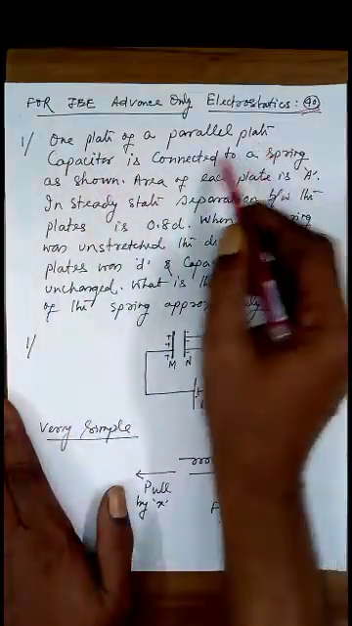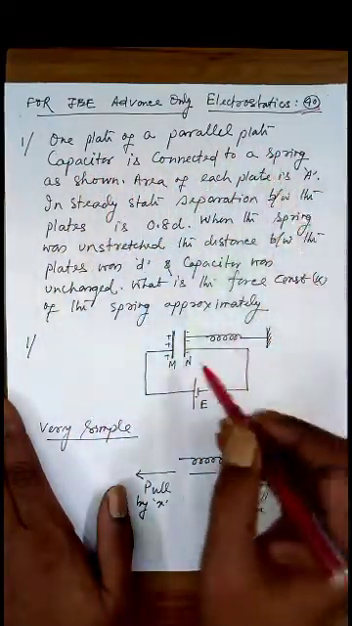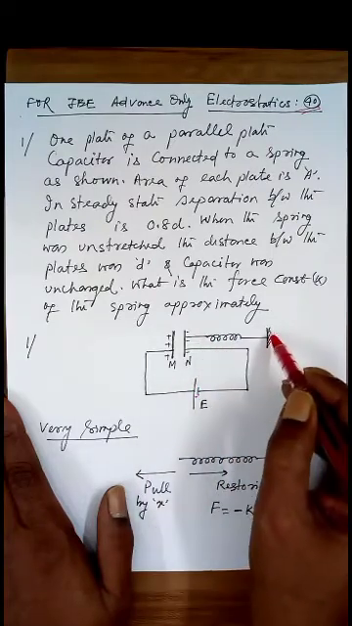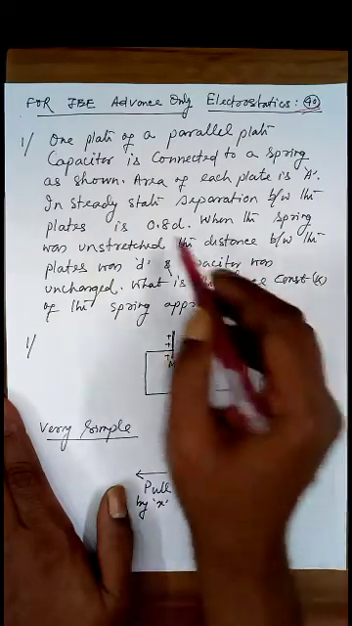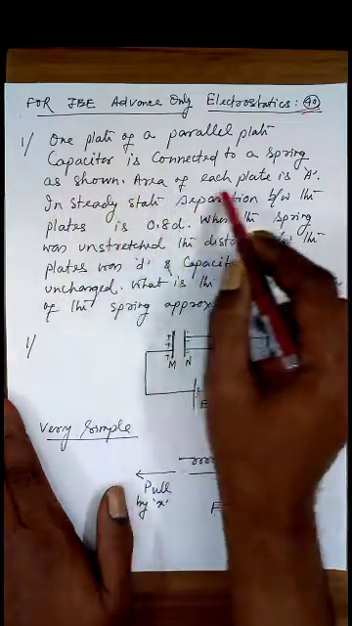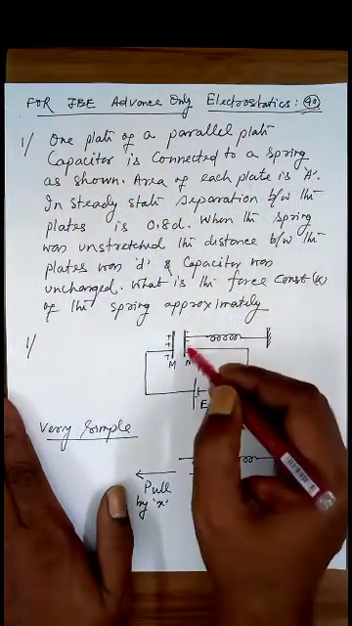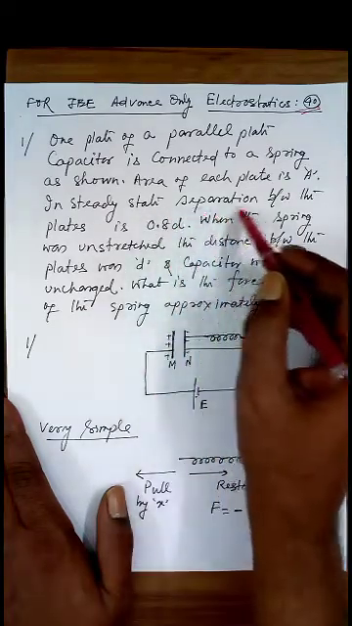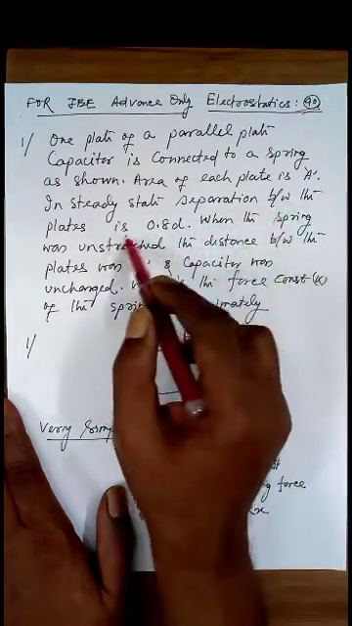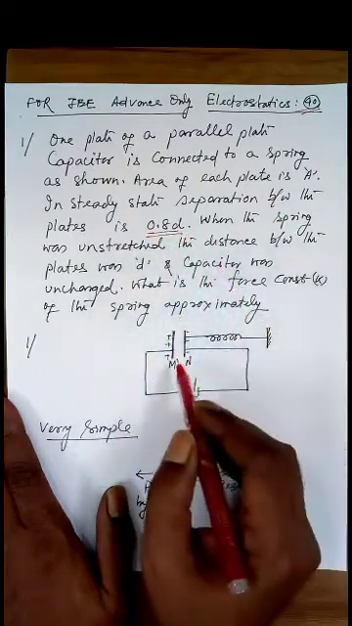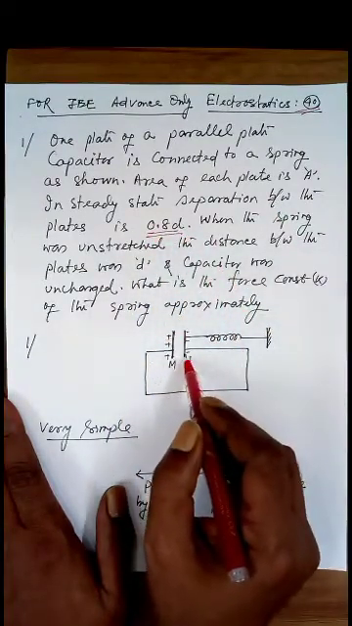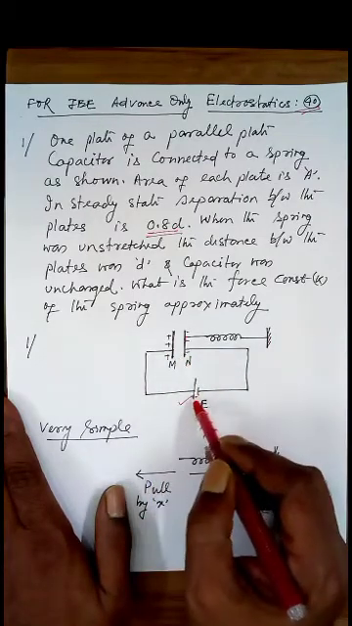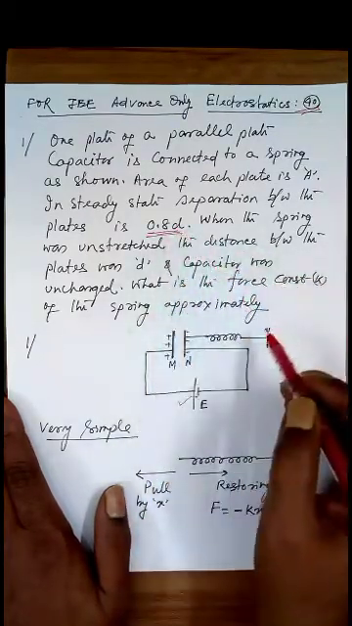One plate of a parallel plate capacitor is connected to a spring. This plate N is connected to a spring. The other end of the spring is fixed here. As shown, the area of each plate is A. In steady state, the separation between the plates, the distance between M and N, is 0.8d. Steady state means when it is totally charged.